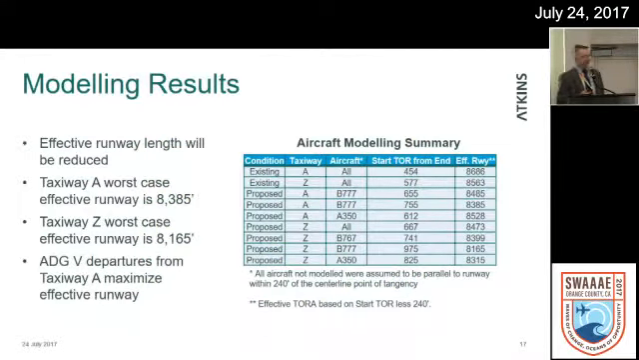So when we summarize the results of the modeling in the existing conditions, when you start to look at the takeoff, the distance of the start of the takeoff roll from the end of the runway, in all cases, our effective runway length is going to be reduced when we get the taxiway to a condition where it's going to meet the standard. For Taxiway Alpha, our worst case is an effective runway length of about 8,385 when compared to 8,900. Taxiway Zulu, the worst case is 8,165 feet. That's a loss of over 740 feet. So an operational change could be made to depart your Group 5 aircraft from Taxiway Alpha.